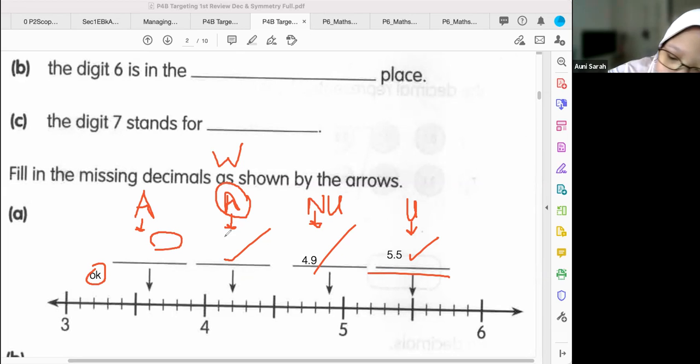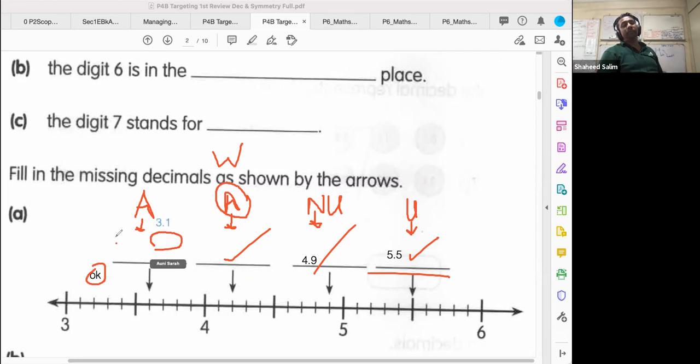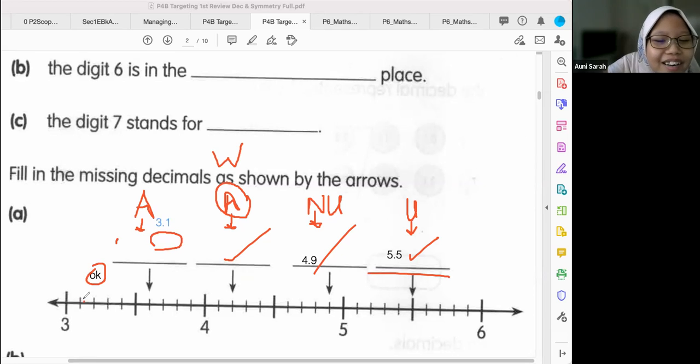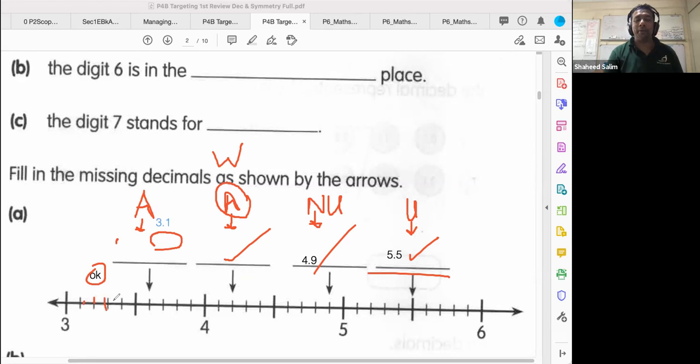3.3. Okay, come. Auni, what is it? Auni, come on. 3.1. Oh, 3.1, 3.2, 3.3, 3.4, 3.5, 3.6. Okay, we were waiting for Amara. Amara did not do it. Auni did it. And now we're going to go through.